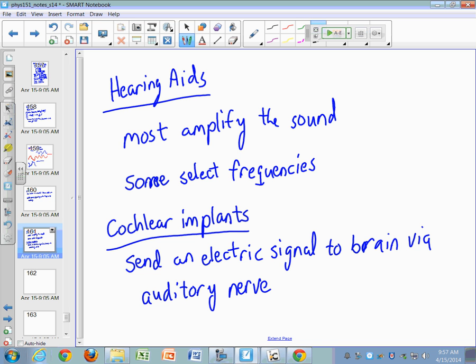A little video here about a cochlear implant. I understand that this technology is fairly new. It's fairly complicated. It's very difficult to recreate what the human ear does, but this is sort of their latest attempt at this.